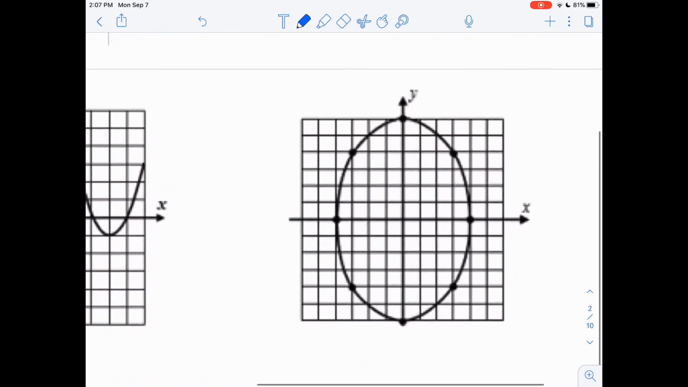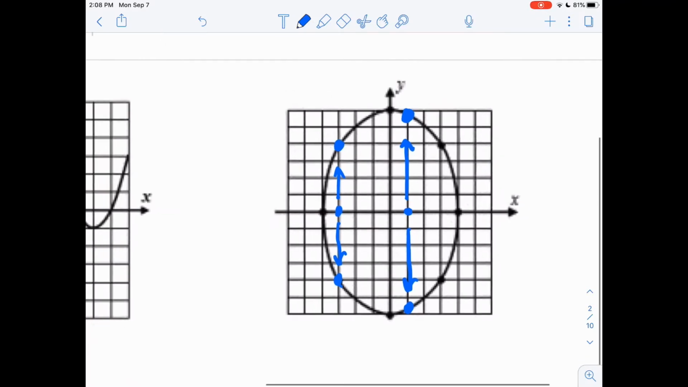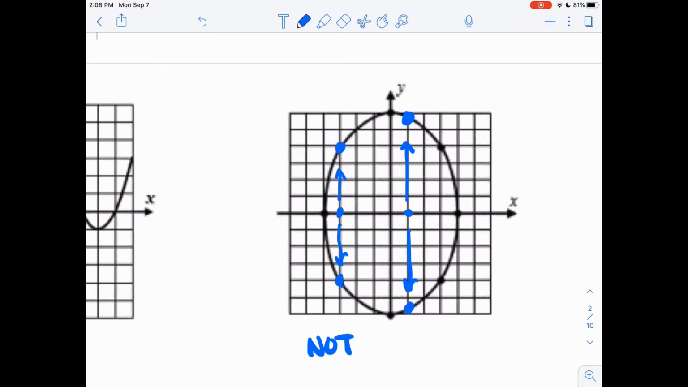Let's take a look at this graph over here. I'm going to test a couple of inputs. Here's an input. It has an output up here, and it produces an output, a y, down here. Let's check a couple more. This x has an output up here, but also one all the way down here. This one is not a function because each input is producing more than one output.